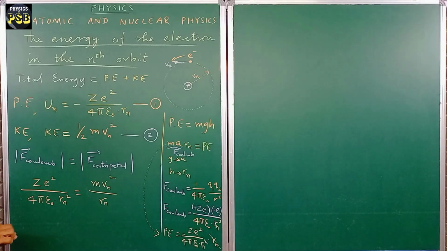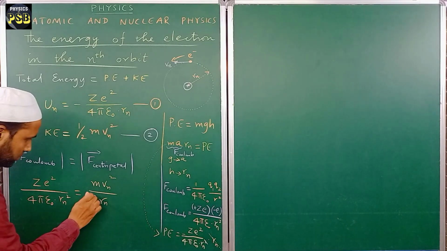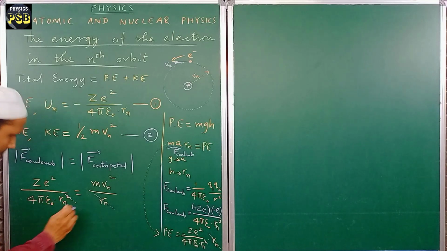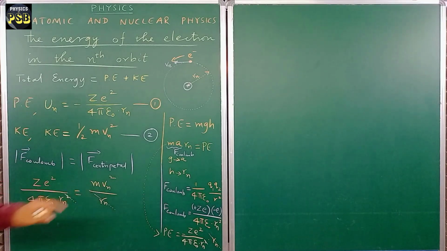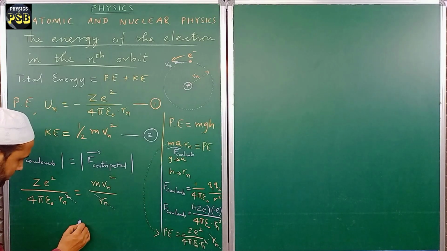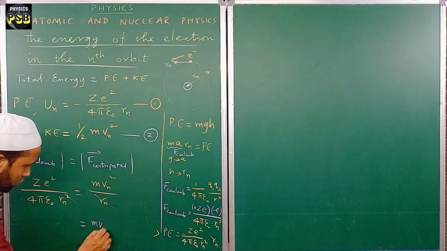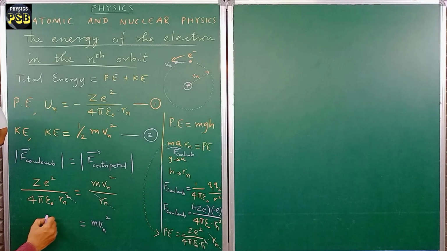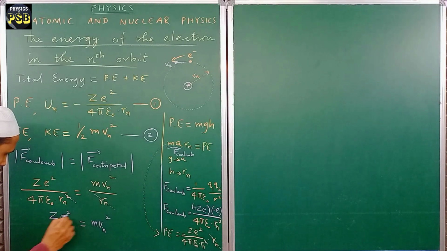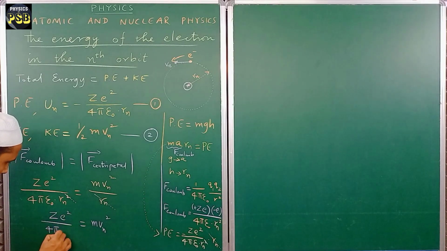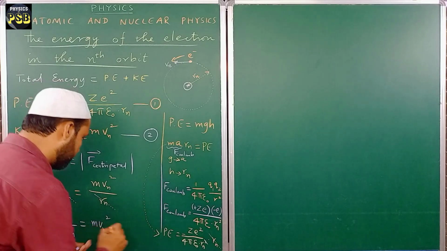So the similar terms on both sides cancel, and what remains is nothing but mvn². So I write this here: mvn² is equal to Ze² upon 4πε₀ multiplied with Rn. Okay. This is taken as equation number 3.